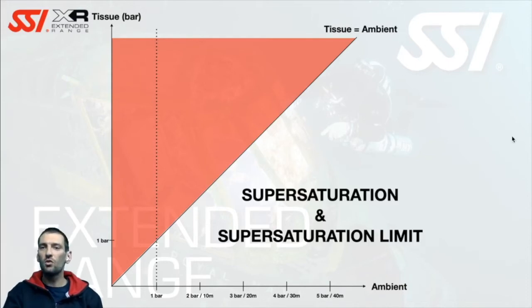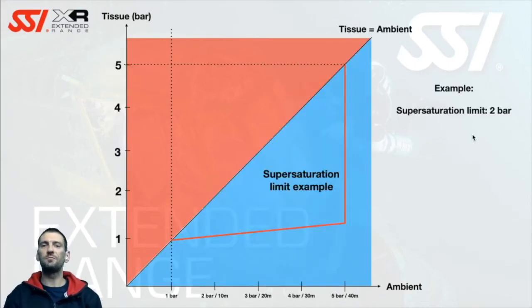And this supersaturation limit, I will just give an example of the supersaturation on our graph. Let's go back to our 40 meters dive example. Let's imagine that we were diving at 40 meters. We spend there whatever time was necessary to get fully saturated. So we are here on our equilibrium line.